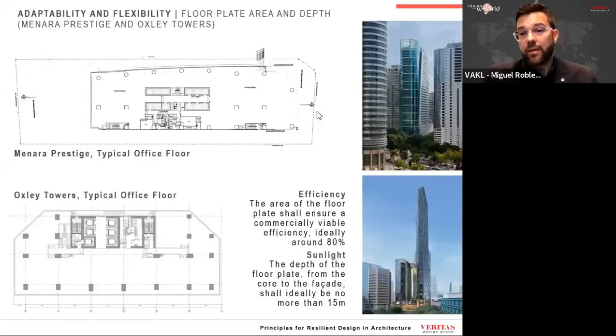In this regard, there are two factors related to the floor plate design that are key. The first is the efficiency. This means that we need to ensure that the area of the floor plate that we are proposing allows a commercially viable efficiency. And second, the depth of the floor plate to be such that daylight can penetrate to the bottom of the floor plate. A couple of examples here in the slide. These are our Menara Prestige and also one of the floor plates of Oxley Towers.